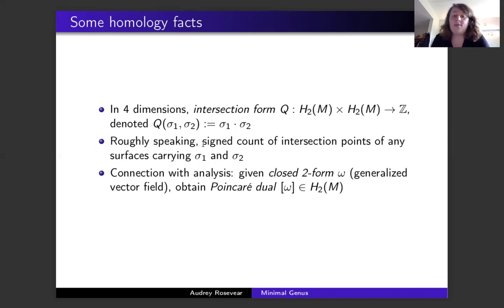We'll also be using this connection with analysis via de Rham cohomology. You take a closed 2 form, which is a sort of generalized vector field to higher dimensional manifolds, and you obtain a homology class called the Poincare dual. And this should give you a sense of how analysis might enter this. If you can use calculus to understand your closed 2 form, then you can understand things about the homology class. And that is the strategy we're going to take.